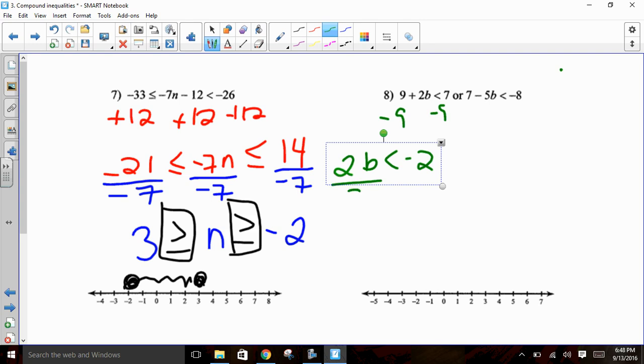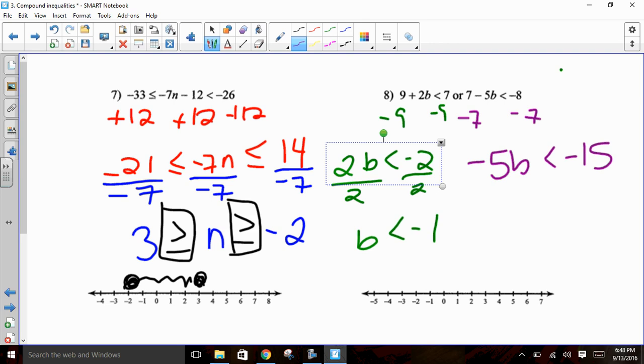I'm going to divide both sides by 2. So b is less than or equal to negative 1. Now remember, I did not divide by a negative, so my sign stays the same. Alright, on the second part, I have to undo my addition, so I'm going to subtract. So I get negative 5b is less than negative 15. I'm going to divide both sides by negative 5. b is going to be greater than positive 3.